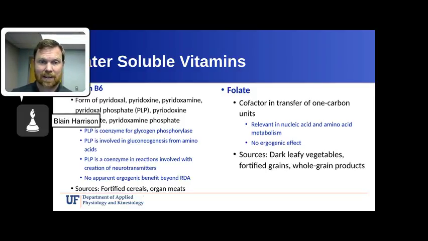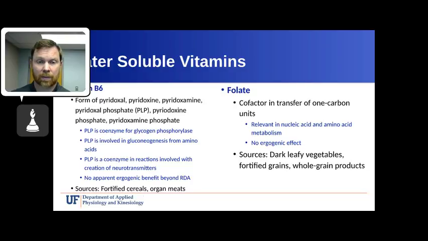Vitamin B6 may take several forms in the cell. It may exist as pyridoxal, pyridoxine, pyridoxamine, pyridoxal phosphate, or PLP, pyridoxine phosphate, or pyridoxamine phosphate. Pyridoxal phosphate, or PLP, is the most relevant form for sports nutrition due to its role in glucose metabolism.